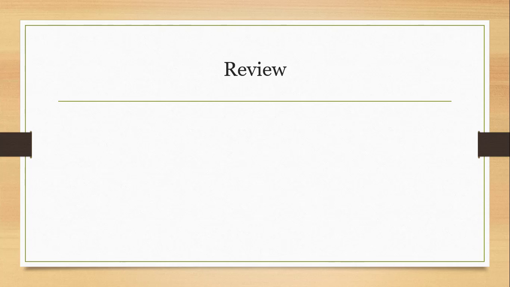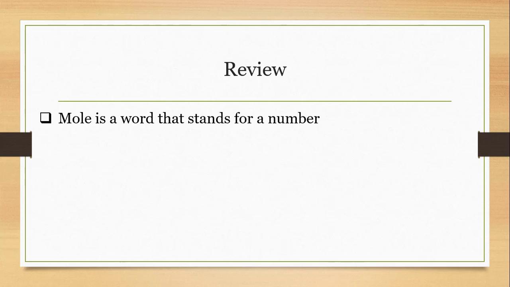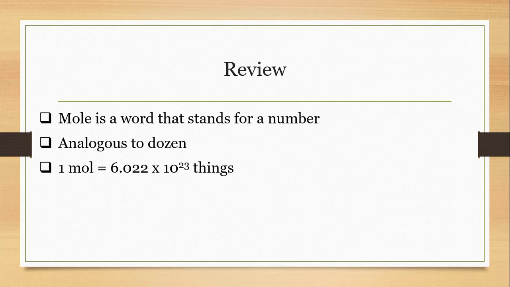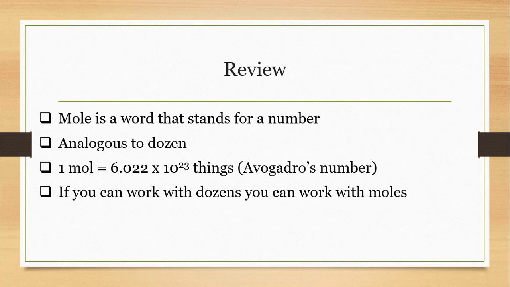So a quick review. Mole is a word that stands for a number. It's analogous to a dozen. A dozen equals 12. A mole equals 6.022 times 10 to the 23rd things. That is called Avogadro's number. If you can work with dozens, you can work with moles. And we count out the number of things in a mole by weighing them out.